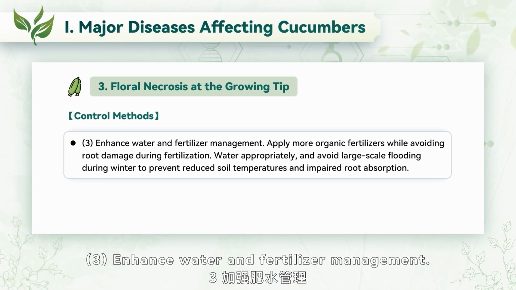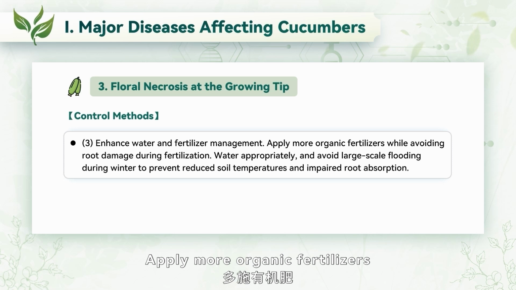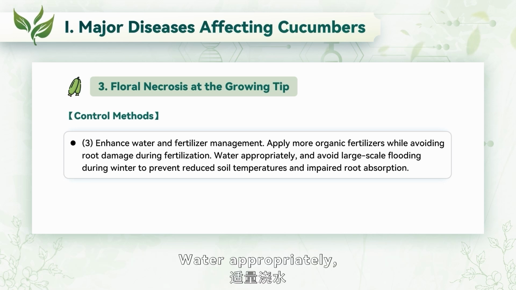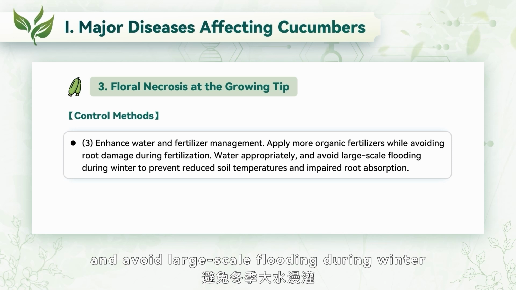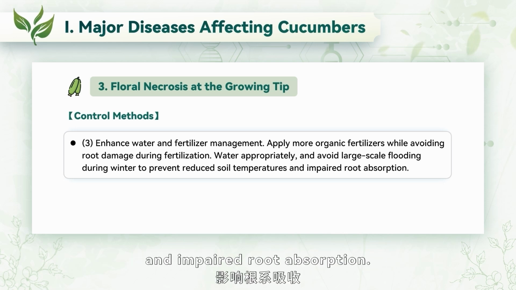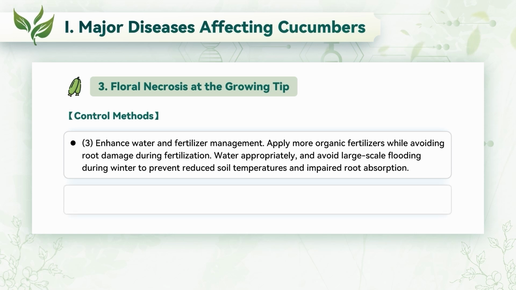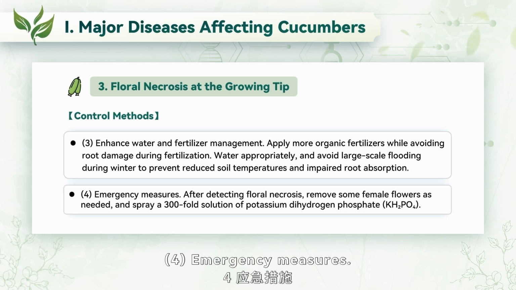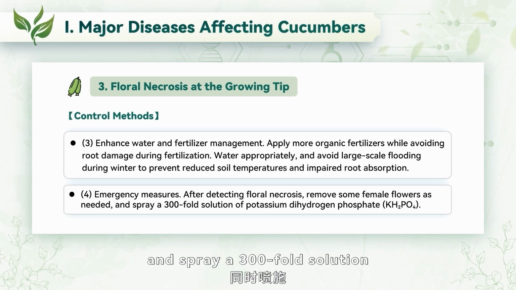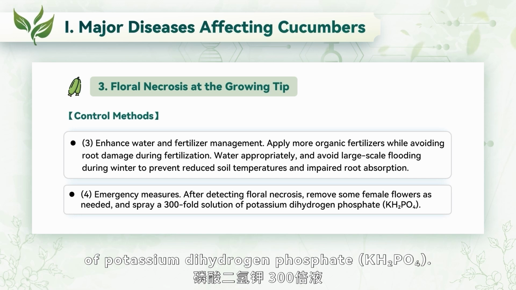3. Enhance water and fertilizer management. Apply more organic fertilizers while avoiding root damage during fertilization. Water appropriately, and avoid large-scale flooding during winter to prevent reduced soil temperatures and impaired root absorption. 4. Emergency measures. After detecting floral necrosis, remove some female flowers as needed and spray a 300-fold solution of potassium dihydrogen phosphate.